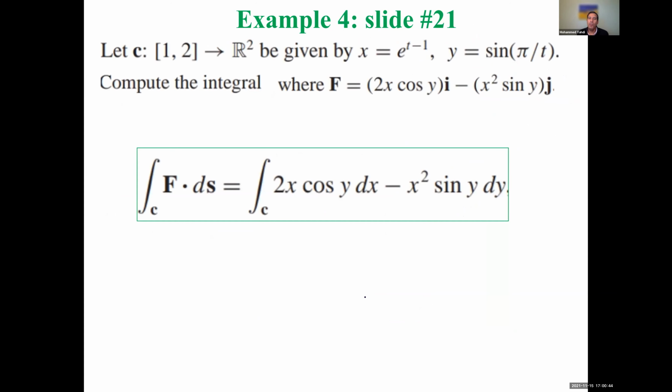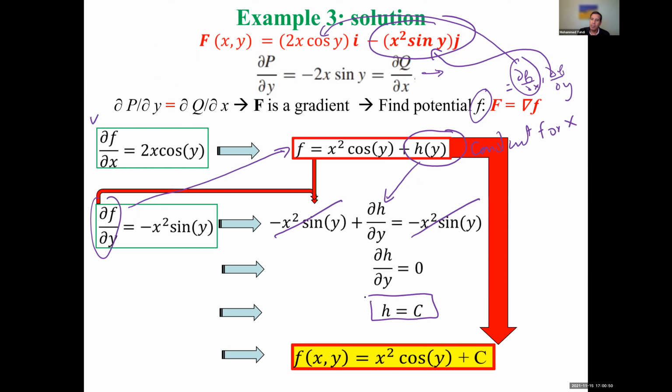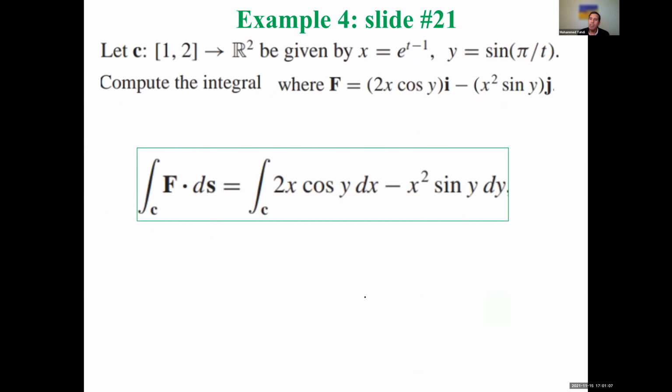Example number 4, we finally go into here. So what we did so far is determine when a vector field is a gradient. If it is, by finding the curl equal to 0, we're going to find the potential functions. Now for this one, we try to see how we can use it, but we're going to use that information.